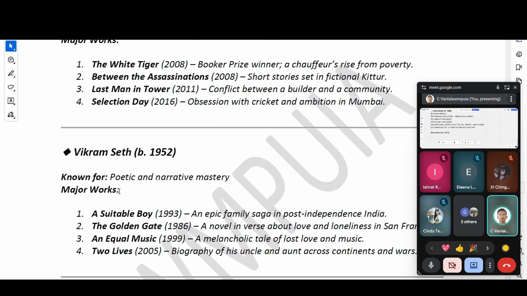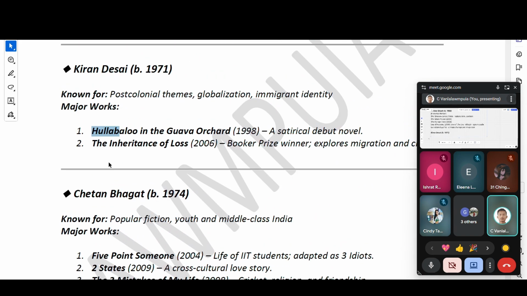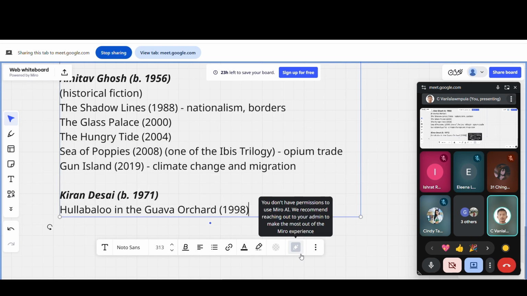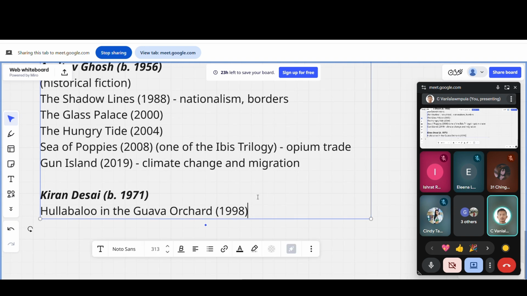Kiran Desai's book, one is very popular. I think everyone knows it. It is known as The Inheritance of Loss. It even won a Booker Prize. And the first book is Hullabaloo in the Guava Orchard, published in 1998.